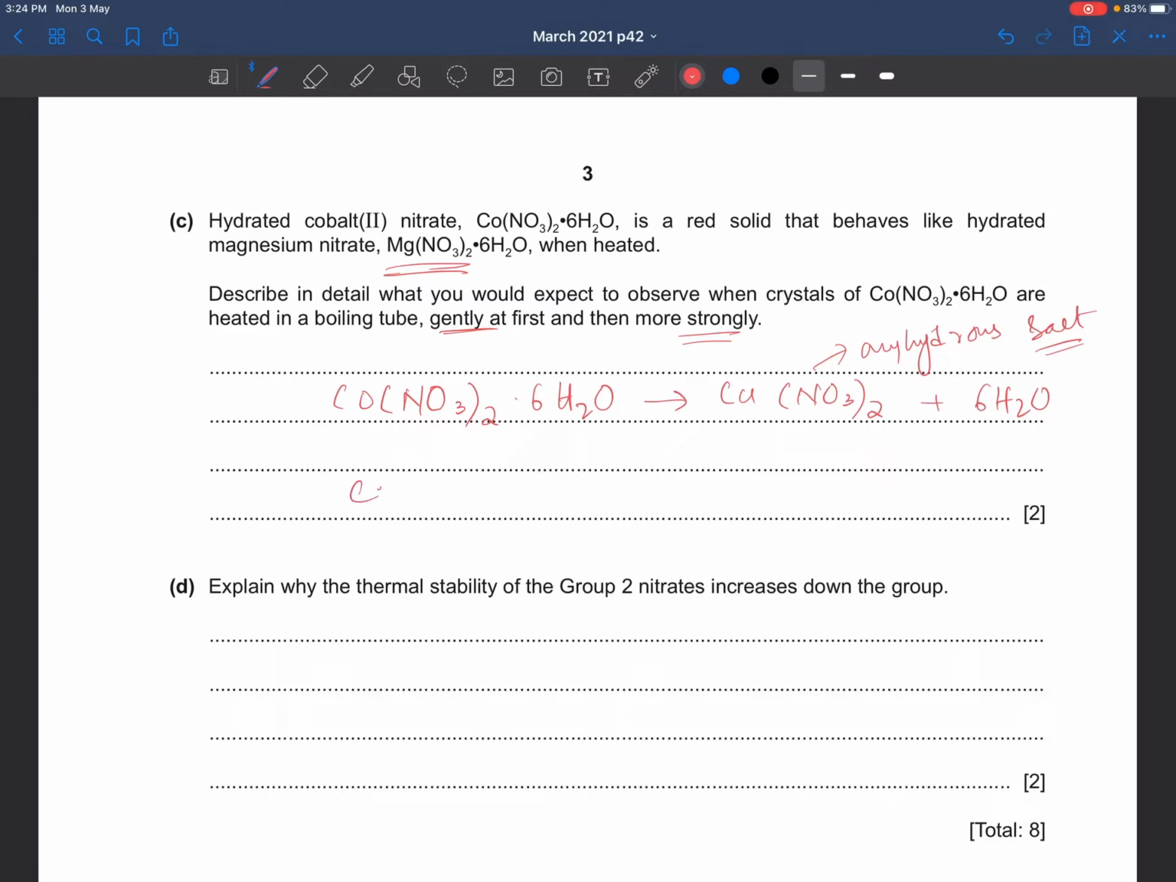So when cobalt nitrate is heated more strongly, it will be decomposed into cobalt oxide plus nitrogen dioxide plus oxygen, and we would observe brown fumes. Right?